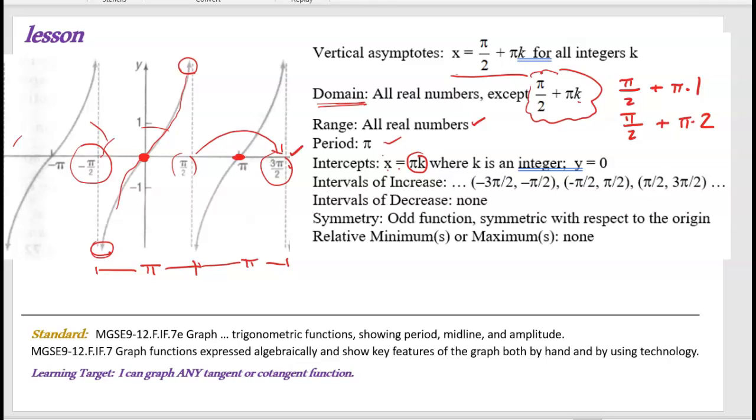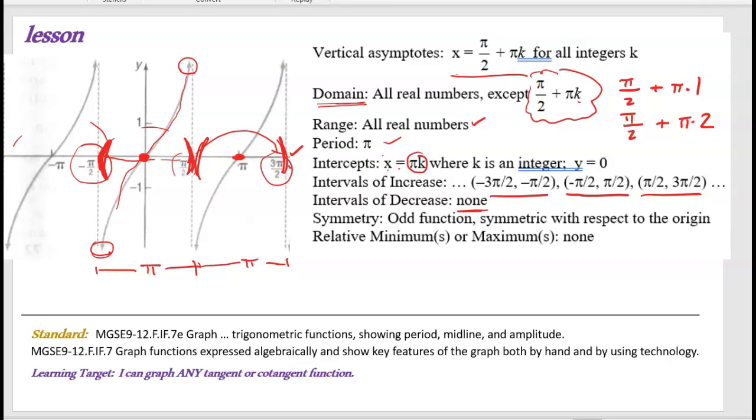Intervals of increase: I know from negative pi over 2, not including negative pi over 2, all the way to pi over 2, for that interval my function is going up, it's increasing. And then at pi over 2, it disappears. Then from pi over 2 to 3 pi over 2, my function is still increasing. So you have all of these individual intervals where the function is increasing, and the original tangent function has no intervals of decrease. The function only goes up.